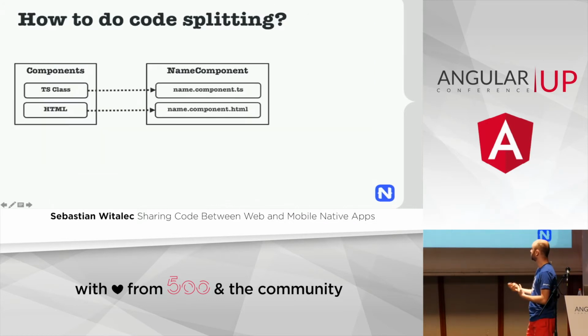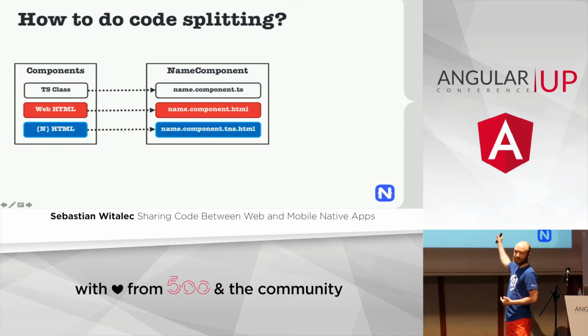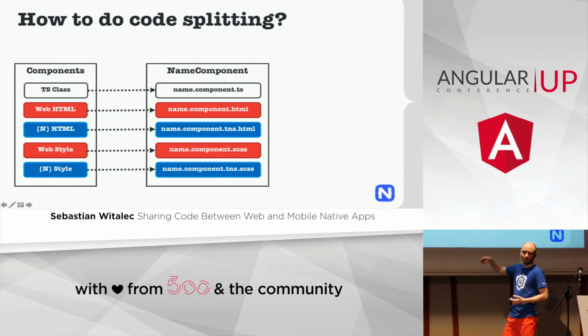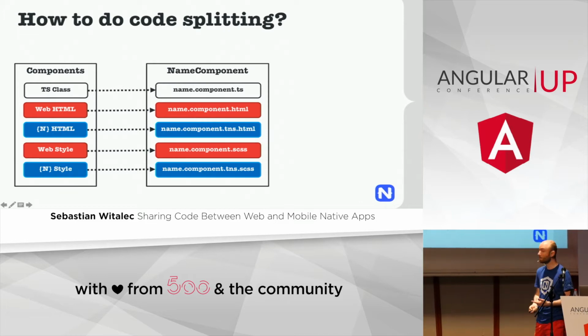And then to do code splitting, we also need some sort of convention to make it possible. So if you have a component with name component.ts and then component.html, if you want to make it code shareable, we treat the default one as the web file, and if we add .tns.html, this automatically becomes a NativeScript file, so that later on the build process knows which one to pick. We want to add some style sheets, we do the same thing. We have a web file, which is just .scss, and then for NativeScript we can have .tns.scss. And that's how you can split the two files and tell the builders what to do.